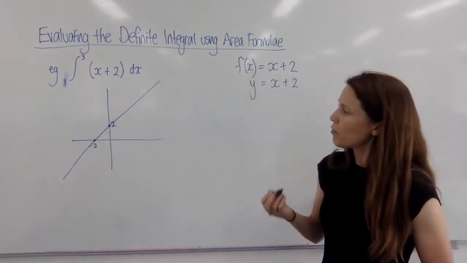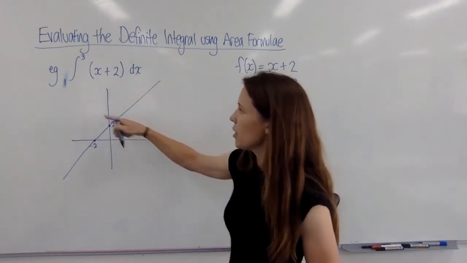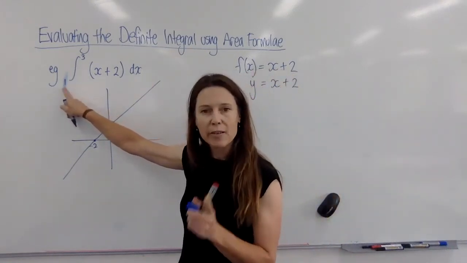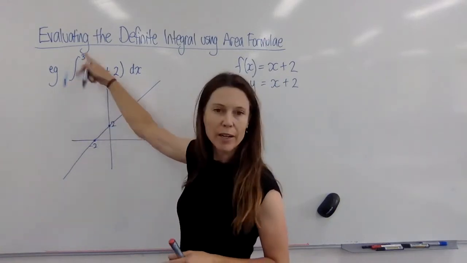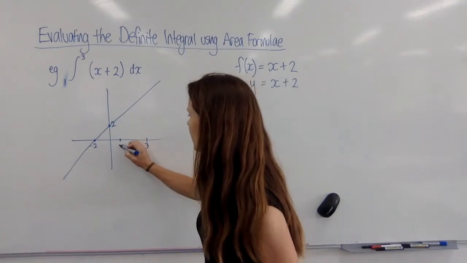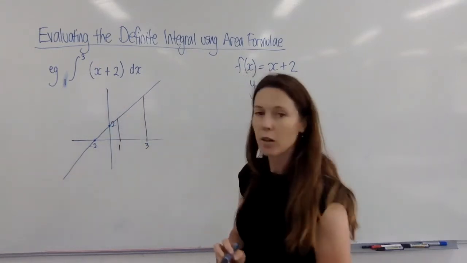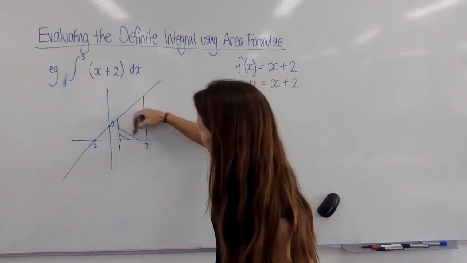All right, now we're finding the area that's between this line and the x-axis, but we only want the part between x equals 1 and x equals 3. So the next thing we do is draw those lines in. X equals 1 and 3, and we could put in some lines. All right, so we're wanting this area here.